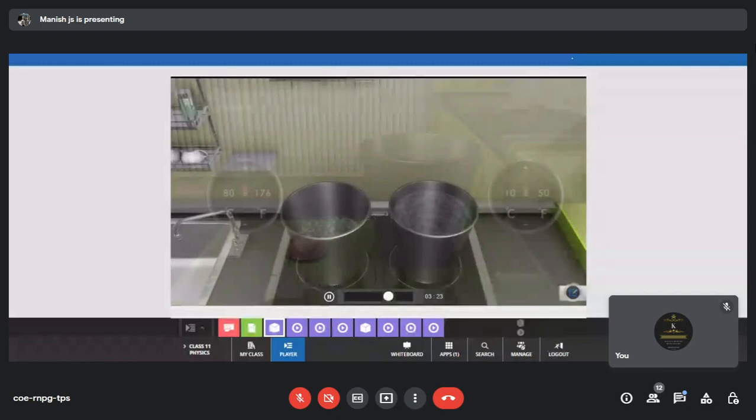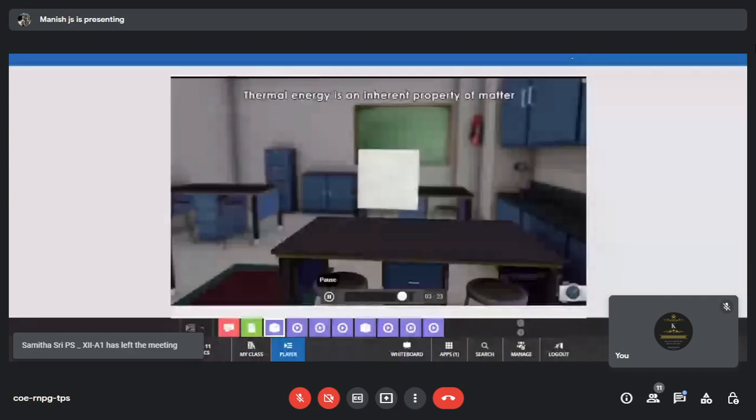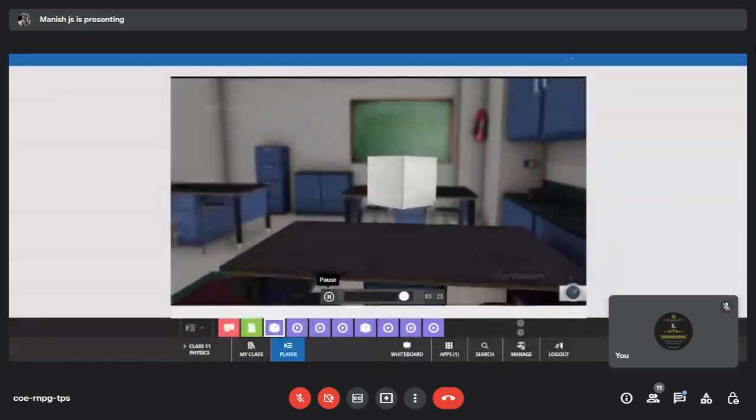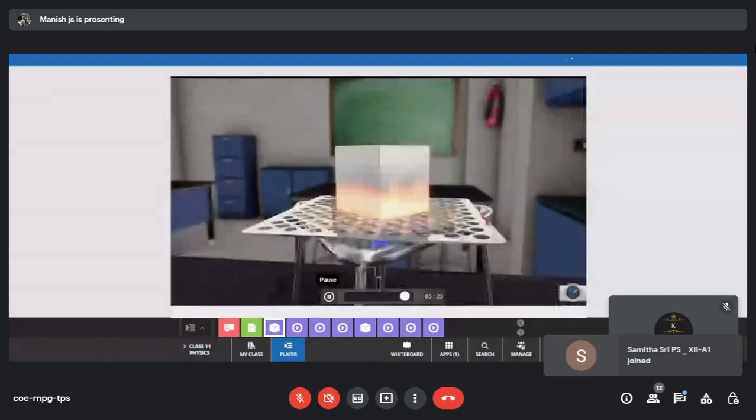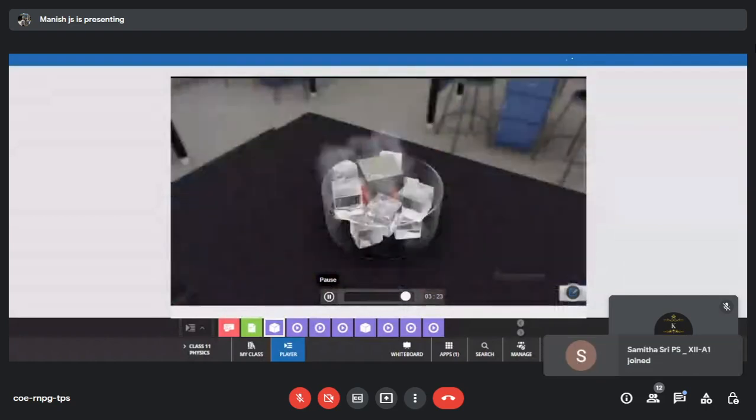From these examples, we can see that thermal energy is an inherent property of matter, and for it to be changed, we must either apply heat or remove it from a warm body.